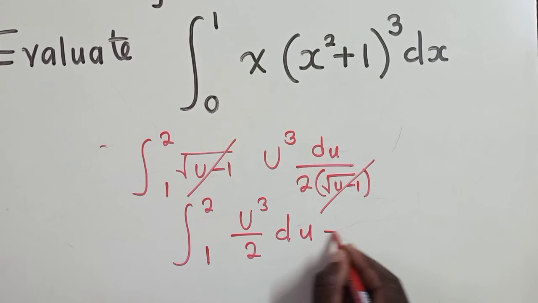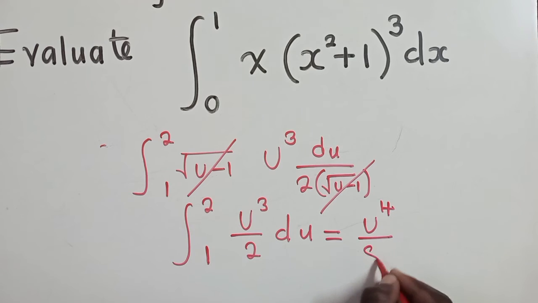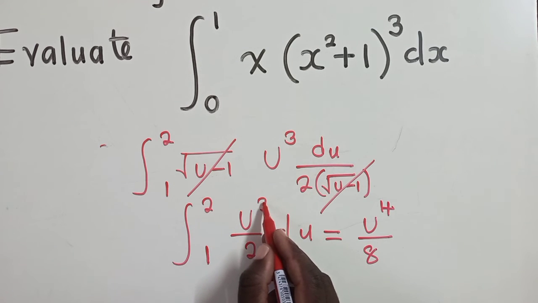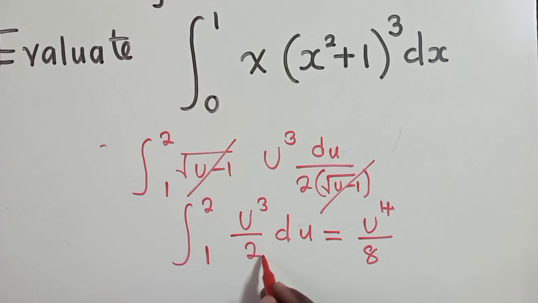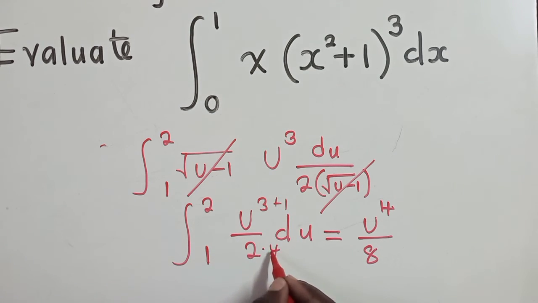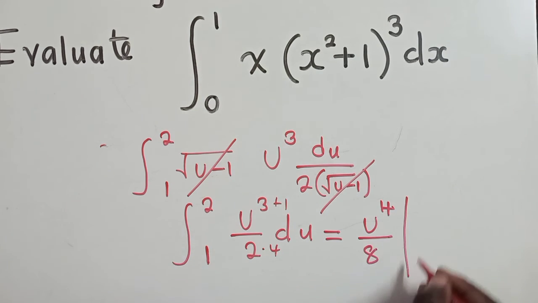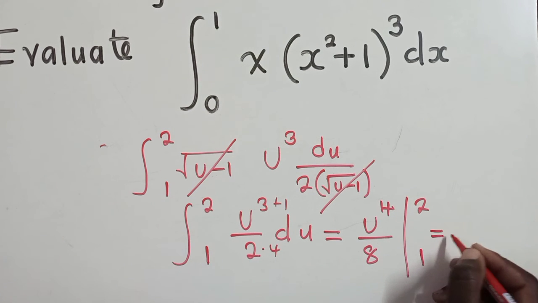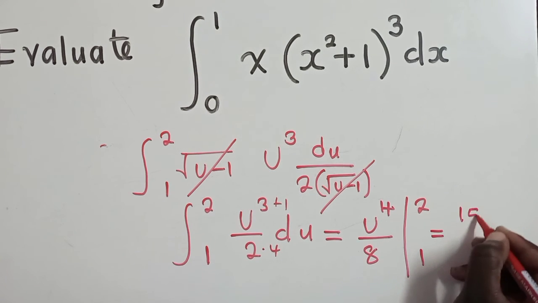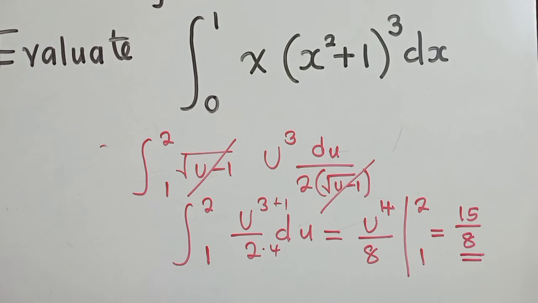The next thing here will just be to integrate, where we shall get 4 over 8. You add the 1 here, you shall get a 4. You divide, so it will come here. So here plus 1, here it will be 4. So 2 times 4 is 8. And this is how I've reached this point. So here we shall get the limits 1 and 2. When you plug in the limits, you are going to get 15 over 8. And this is our solution, 15 over 8.